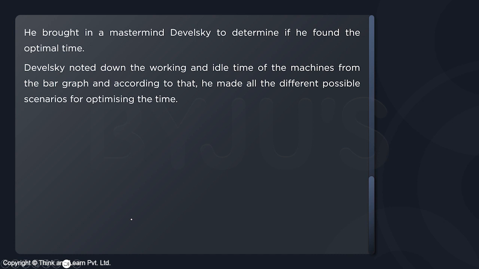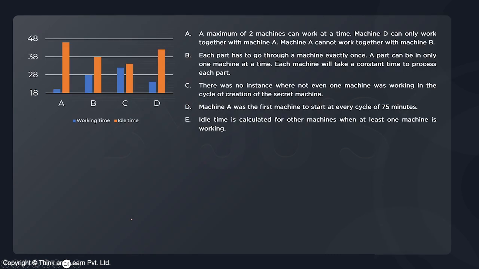So he brought in a mastermind, Dvelsky, to determine if he found the optimal time. So Dvelsky noted down the working and idle time of the machines from the bar graph, and according to that, he made all the different possible scenarios for optimizing the time. Optimizing the time means taking the minimum possible time to do the work. So what I have done, I have written all this data on this page currently.